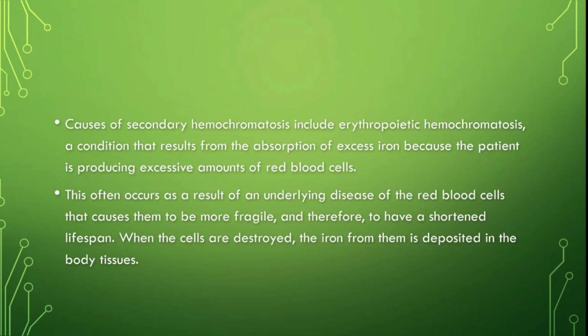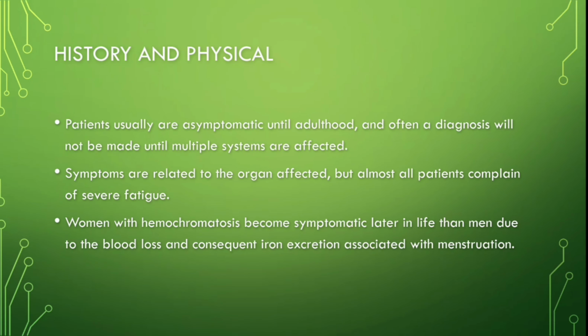Causes of secondary hemochromatosis include erythropoietic hemochromatosis, a condition that results from the absorption of excess iron because the patient is producing excessive amounts of red blood cells. This often occurs as a result of an underlying disease of the red blood cells that causes them to be more fragile and therefore to have a shortened lifespan. When the cells are destroyed, the iron from them is deposited in the body tissues.